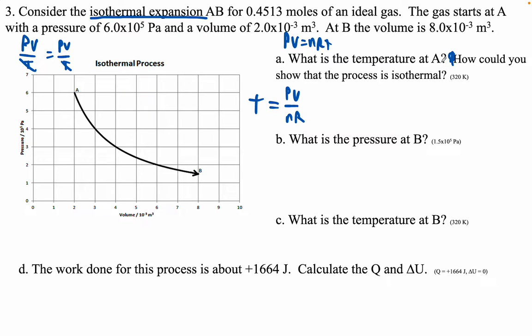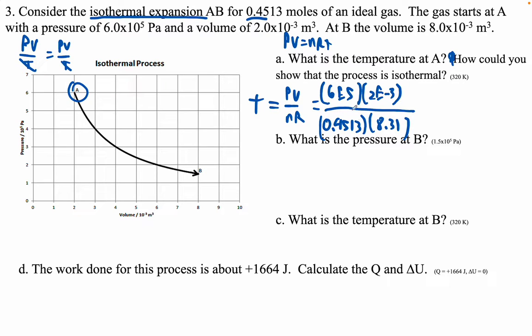So let's see, at A, we've got the pressure, we've got the moles, so we're all set. The pressure at A is 6E5. The volume is 2E minus 3. The moles are strangely specific. And then R is 8.31. IB likes to do this. They'll give you numbers where it comes out even. Don't worry if it doesn't come out even, but more often than not, they tend to give you numbers that come out even.